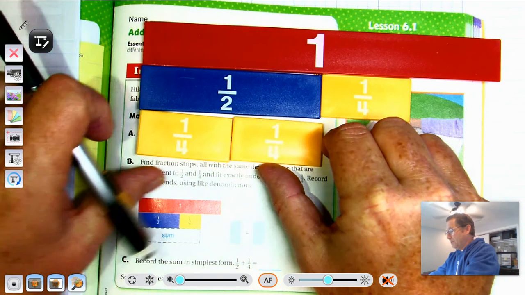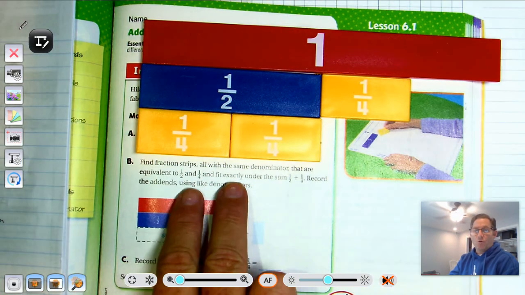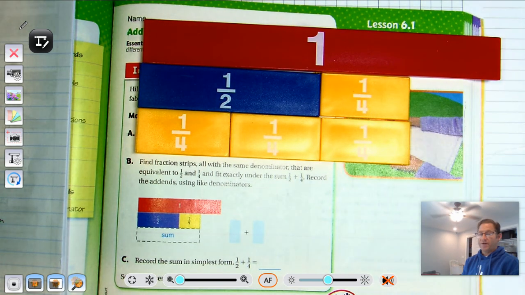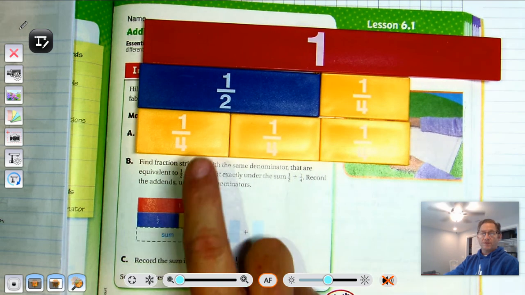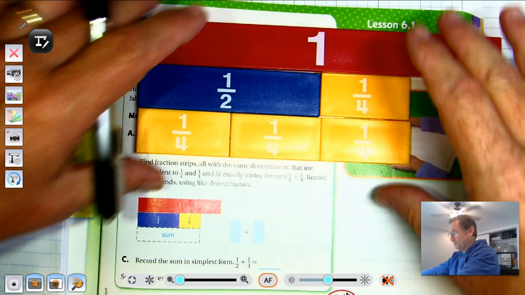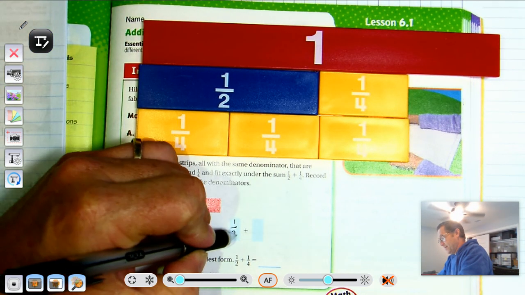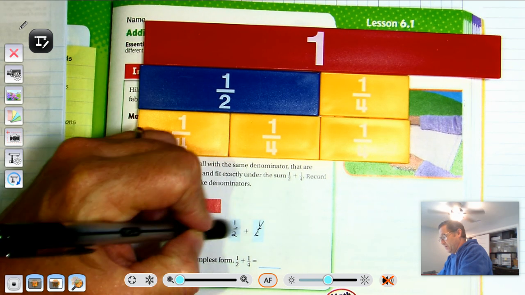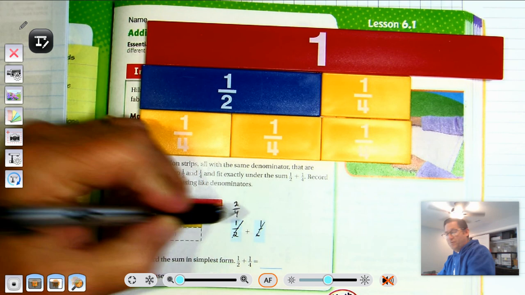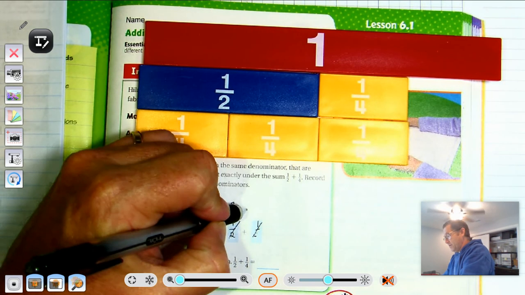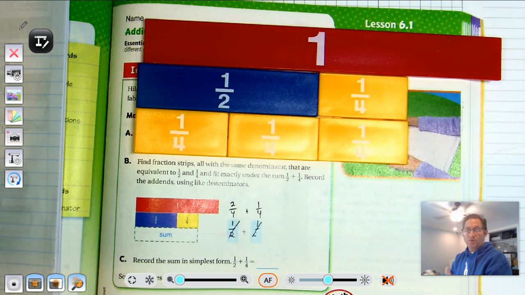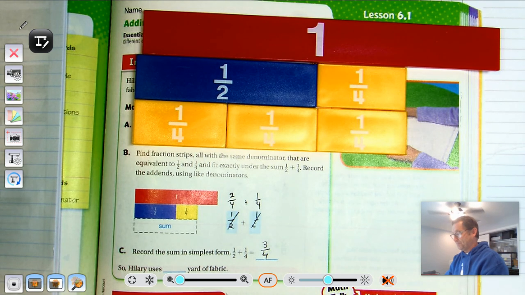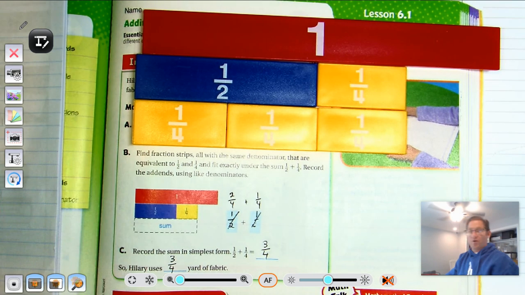Okay, well that looks like that could possibly work, right? Because 2 1/4s is equal to 1/2. And we know that we already have 1/4, so let's just place another 1/4 there. So 1/2 plus 1/4 is 1, 2, 3 fourths. So 1/2 is the same as 2/4 plus 1/4. So 2/4 plus 1/4 gives us 3/4. So she uses 3/4 yard of fabric.